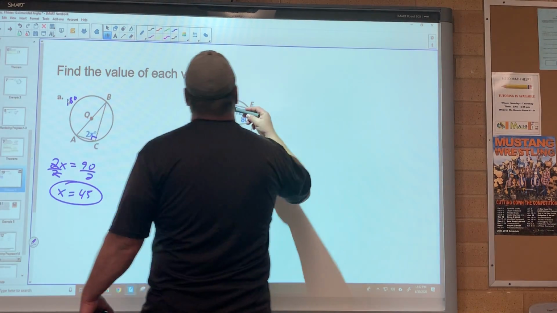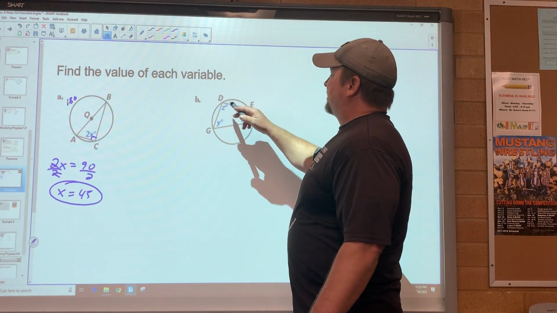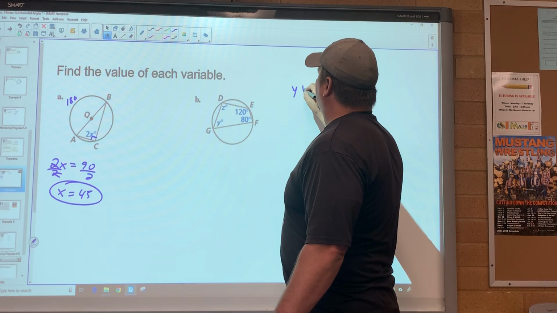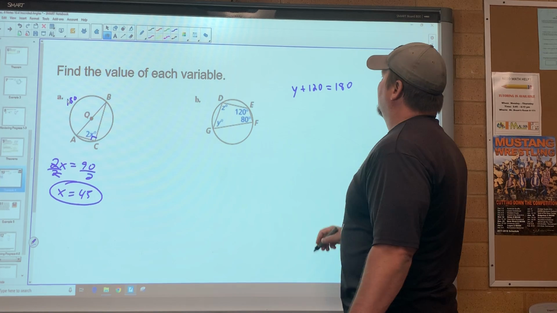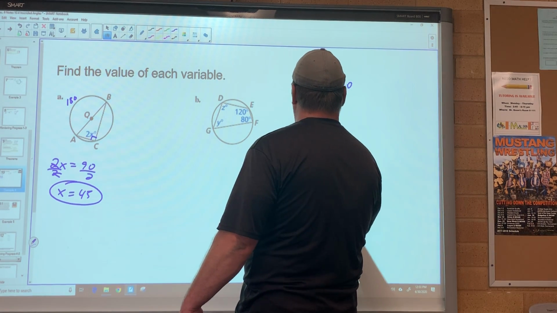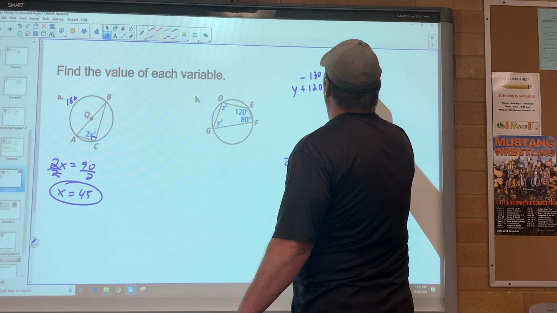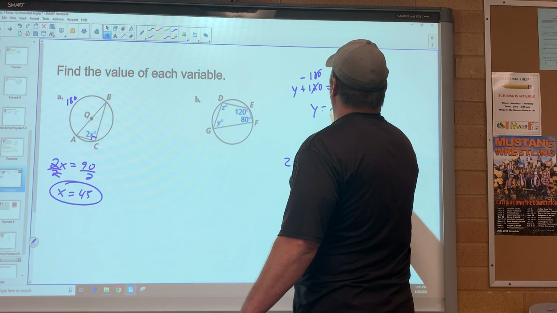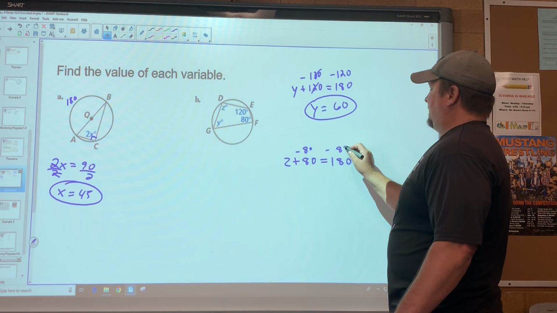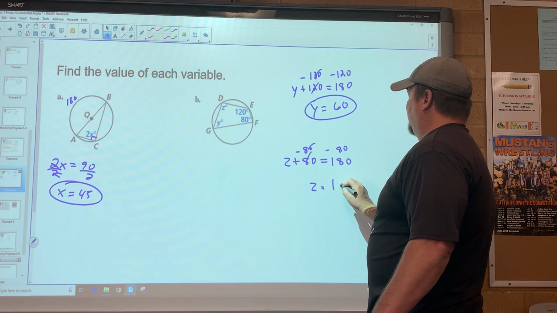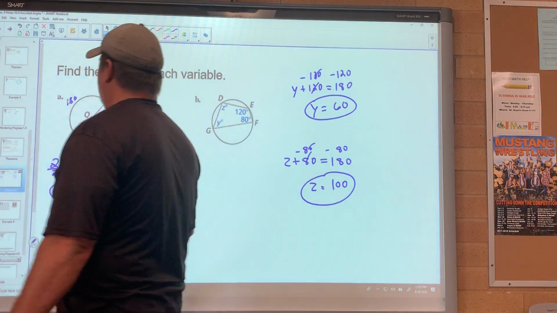All right, well, it's a four-sided shape inside of a circle, so it's inscribed. So we're going to look at opposite angles. So I'm going to say y plus 120 equals 180, because that's half of it, and there's the opposites. And then I'm going to say z plus 80 equals 180. And we'll solve this one. Minus 120, y equals 60. And z here, minus 80, z equals 100. And that's it. That's how you would find those variables for those problems.